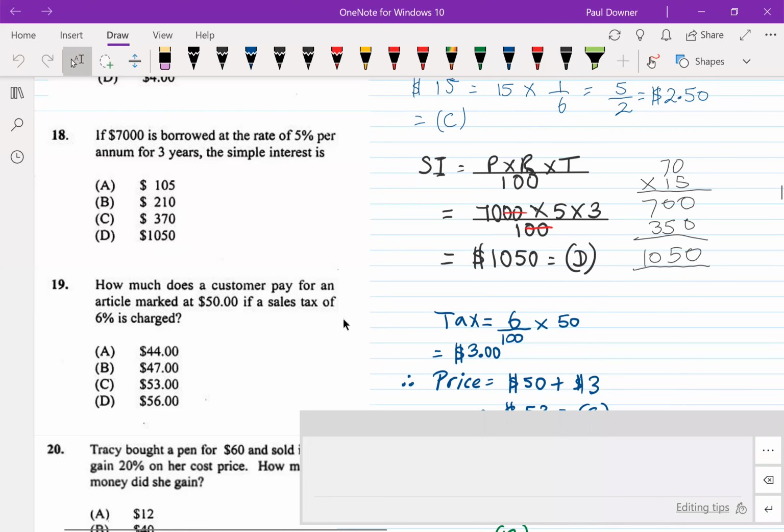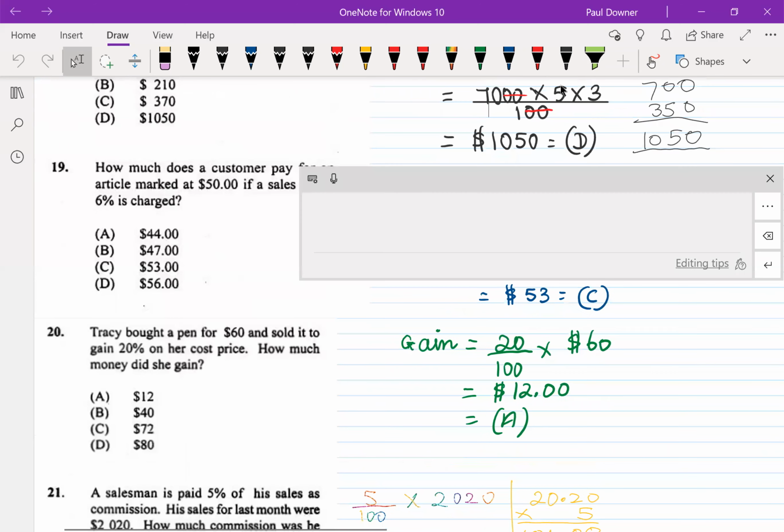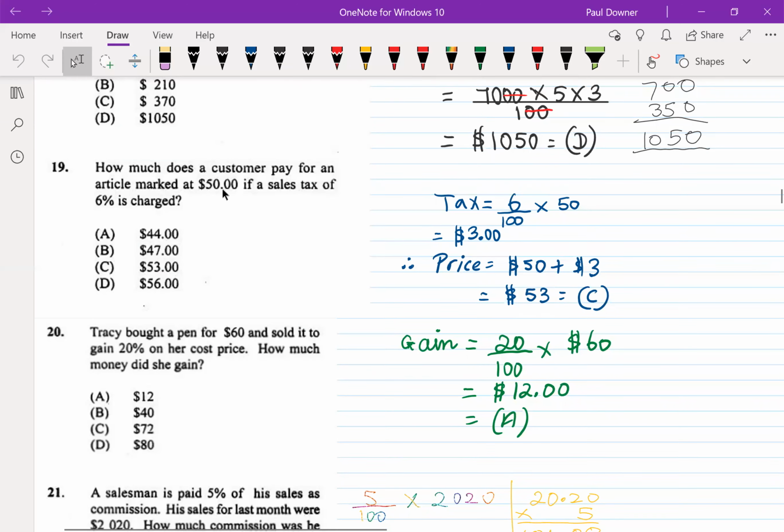All right, so let's go down to number 19. How much does a customer pay for an article marked at $50 if a sales tax of 6% is charged? Right, so tax will be 6% on $50. So how much does the customer pay for an article? Right, so we must calculate the tax, and then we're going to add it to the original price to get how much he's going to pay.